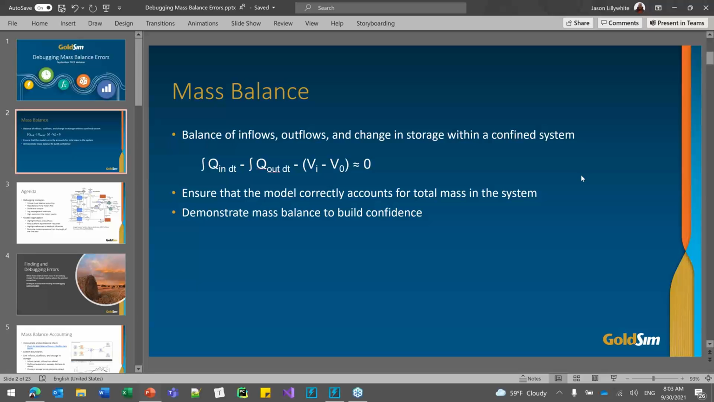Okay, so why do we do this in a model? First and foremost, of course, to ensure that the model itself is correctly accounting for the total mass in the system. And then also to be able to demonstrate to your audience that, hey, this model does account for everything correctly. Even if the model was doing it correctly and you didn't demonstrate that, it would not build confidence in your audience to know that it's working correctly. So being able to demonstrate it helps a lot.